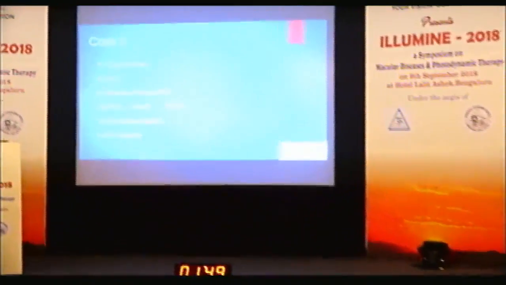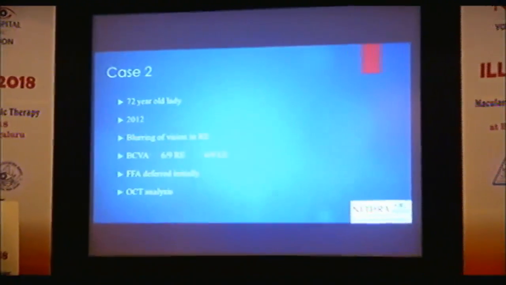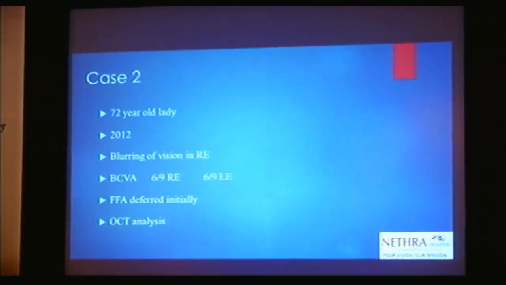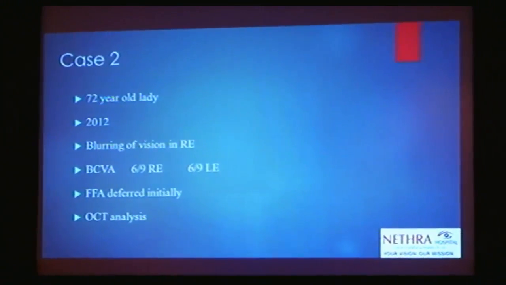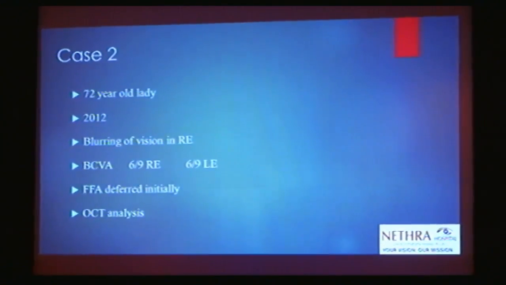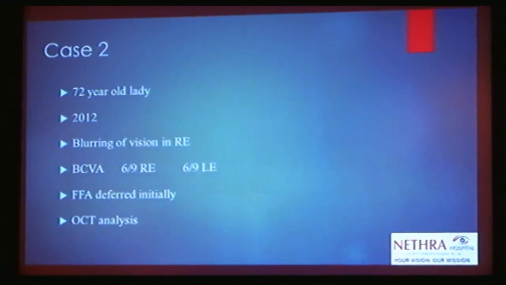And this is a second case, of a 72-year-old lady. She has been a patient with us for the last 6 years, from 2012, complaining of blurring of vision in the right eye. The best corrected visual acuity then was 6/9 in the right eye and 6/9 in the left eye. She deferred FFA initially because she had multiple drug allergies, and based on OCT analysis only, the treatment was started.